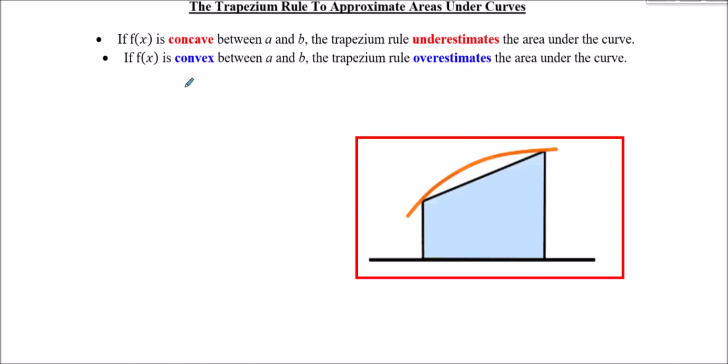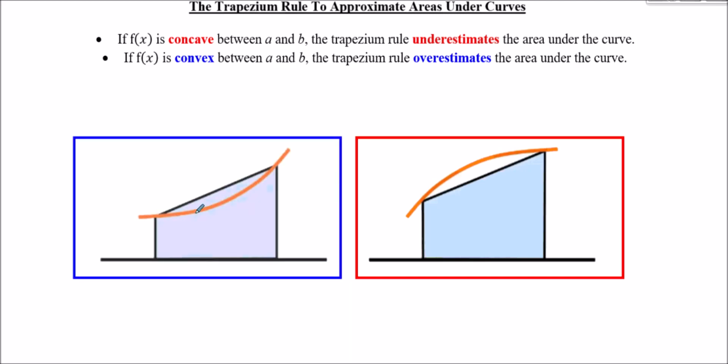If, however, the curve is convex between a and b, we're going to get an overestimate of the area under the curve. So if it's convex, like so, sort of punched inwards, I think of it as, then a trapezium in between these 2 points, call them a and b for example, that's going to overestimate the area under the curve because we've got this hidden bit here, which hasn't been included in the area underneath the curve.